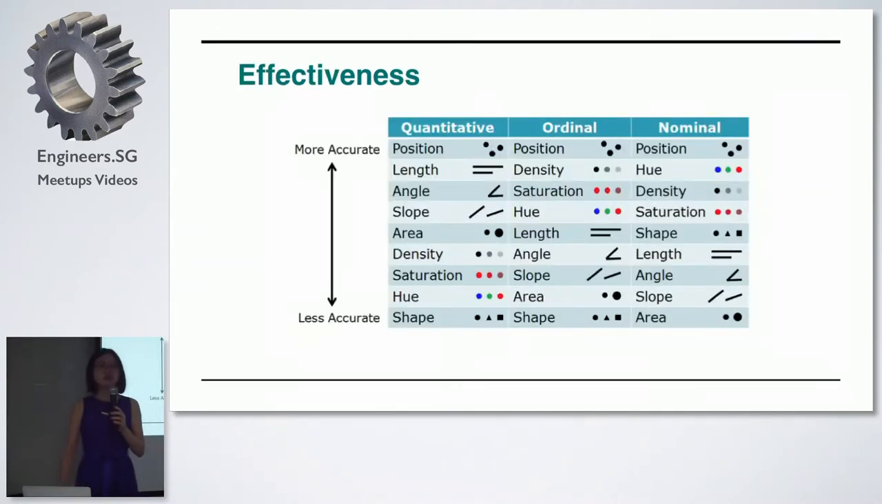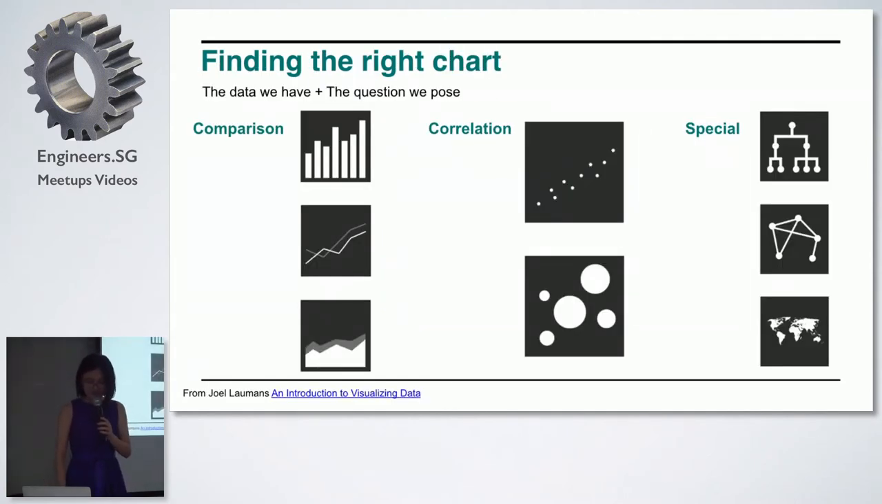But one thing to bear in mind is not all visual encodings are perceived equally. For example, humans perceive length far more accurately than area or even color. So the kind of chart we use, as we said, depends on the data we have. It also depends on the question we want to pose. So when you look at a big data set, sometimes it has multiple relationships or patterns within it. For example, if you want to show comparison for discrete or continuous data, you probably want to use a bar chart or line chart. If you want to see correlation, a scatter plot or bubble chart is suitable for this purpose, and you can even fit a regression line there. For special data types such as networks or hierarchies, you can use some sort of a tree structure or network chart to show that.